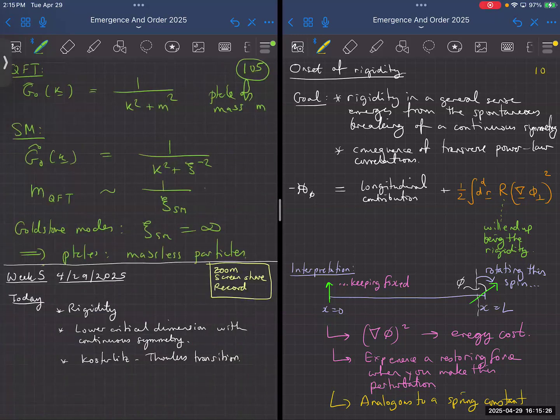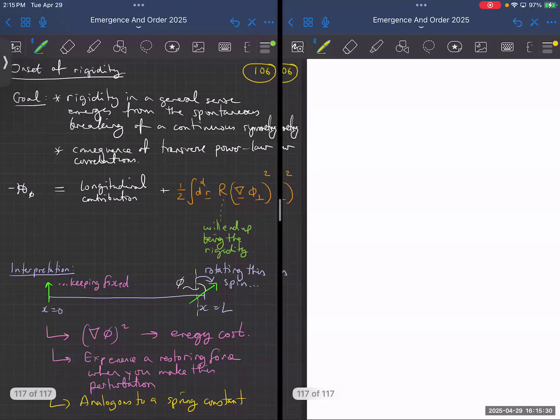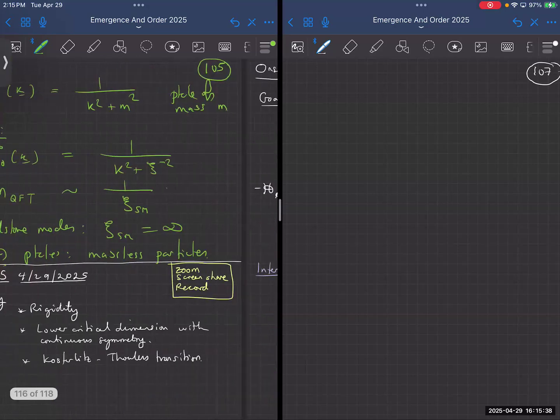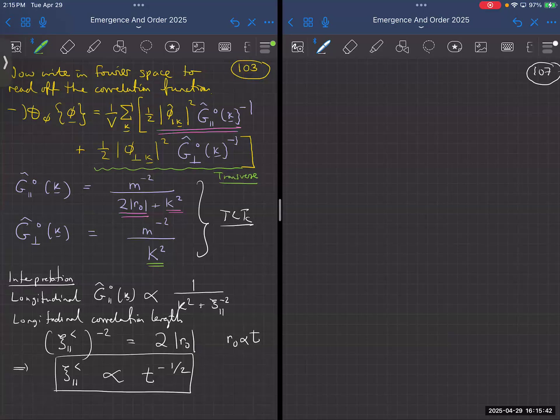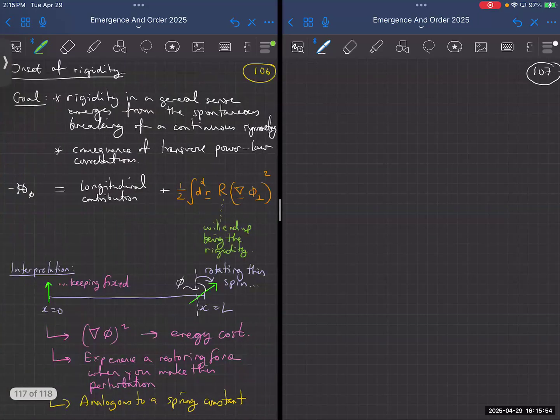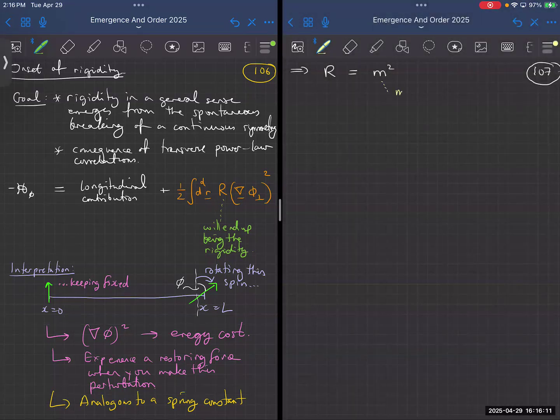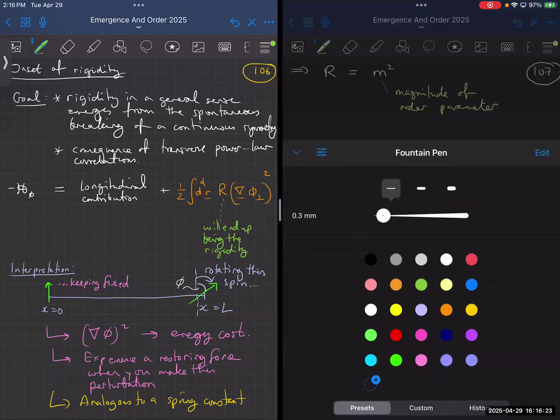So what is that restoring force? Well, we can simply read it off from our formula. Over here, we calculated that the transverse correlation goes like m to the minus 2 times 1 over k squared. So when I plug that into this formula over here for r, we see that this r is just equal to m squared. Remember that m is the magnitude of the order parameter. And then this thing over here is a rigidity.